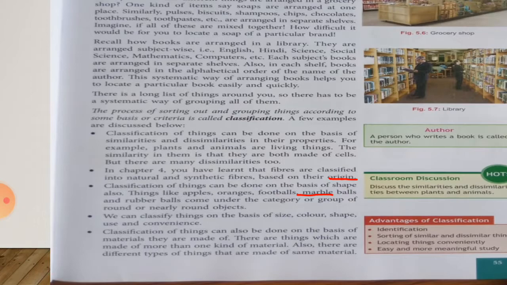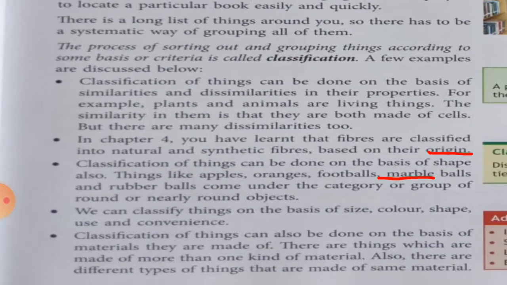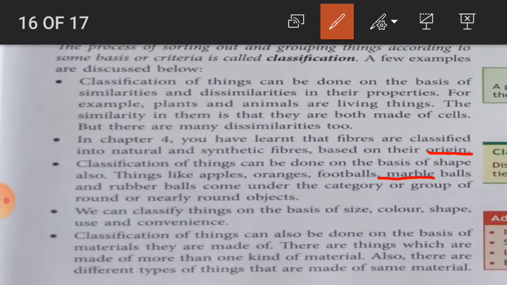Okay, so we have seen in the third point that some things are also classified based on their shape, like apples, oranges, footballs, marble balls and rubber balls. All these are round in shape, so they can be placed in the category of circular objects. Now the fourth point. We can classify things on the basis of size, color, shape, use and convenience. Underline this word. Convenience means easiness.